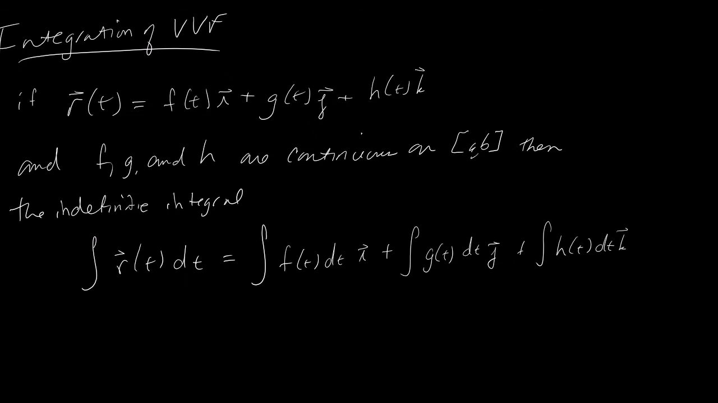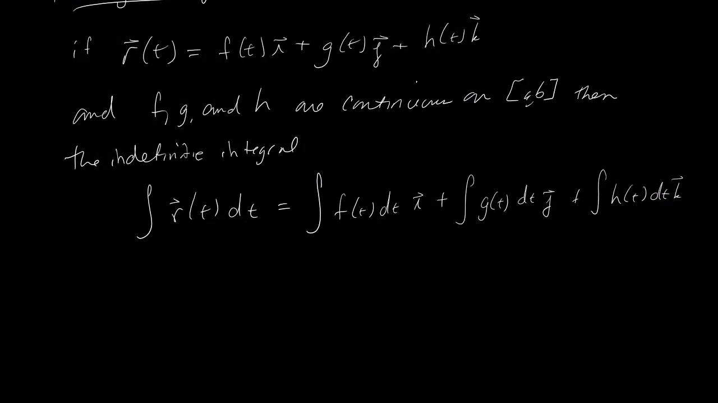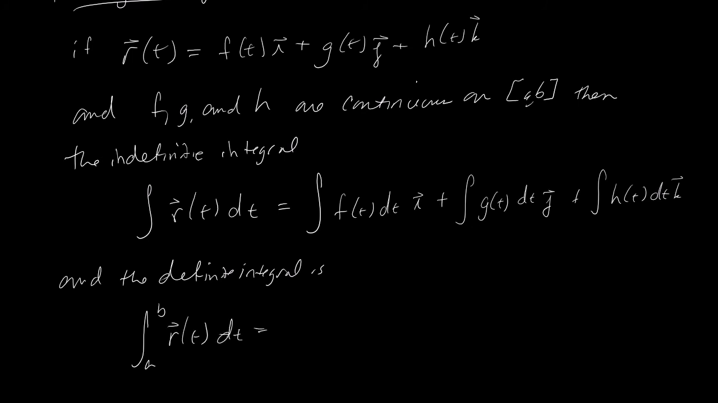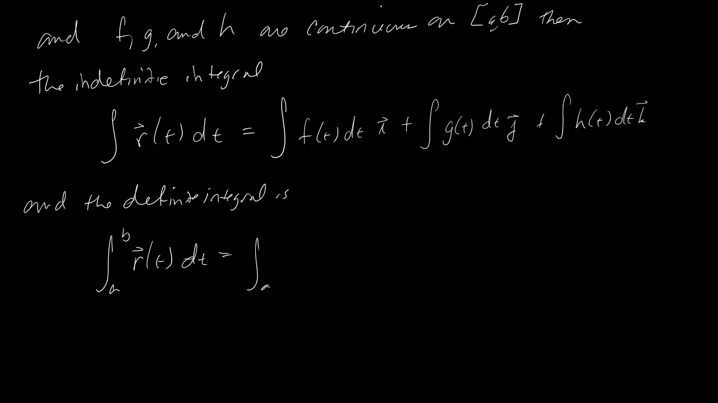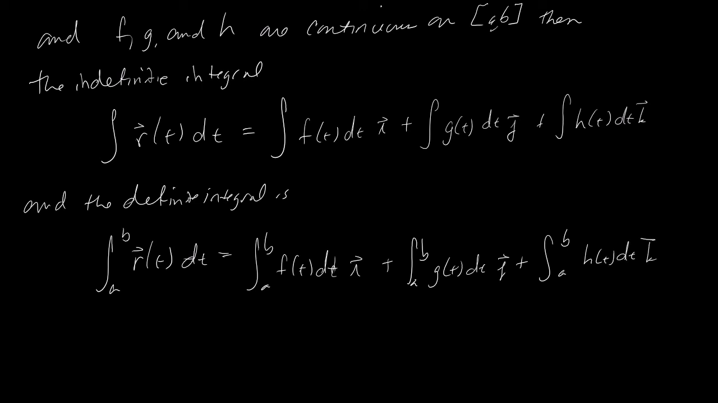The definite integral is the integral from a to b of r of t dt, which is equal to the integral from a to b of f of t dt in the i direction, plus the integral from a to b of g of t dt in the j direction, plus the definite integral from a to b of h of t dt in the k direction.